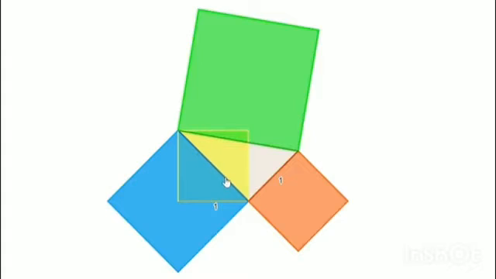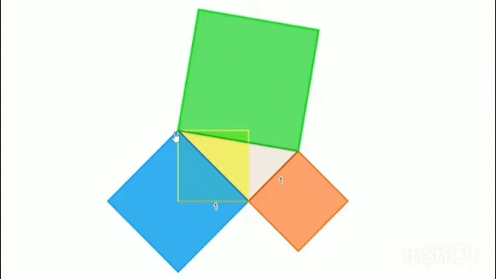The square of the base and the area of the square with base as side are the same. That means base square and area of this square are same. Similarly, altitude square and area of this square are same. Hypotenuse square and area of this green square are same.